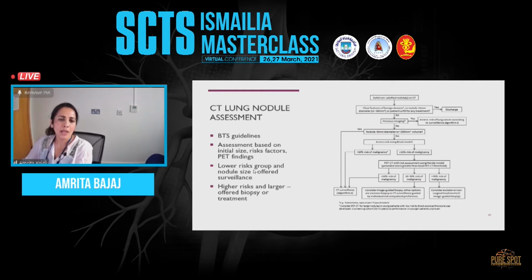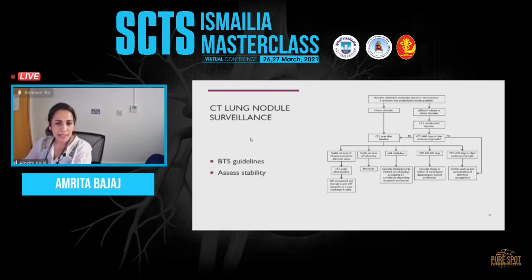If you just remember, lower risk and smaller nodule, we offer surveillance. Higher risk and larger, we offer biopsy or intervention. So these are the current BTS guidelines. And again, without making it too busy or wanting to go into the depths of it, all I want you to know is that if it is thought to be stable, depending upon size, we continue to follow it up, usually up to 2 years if it is a solid nodule. Obviously, it's slightly different for the subsolid and ground glass, where we follow them up to 4 years.